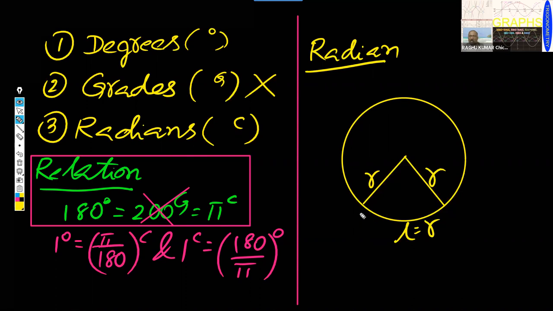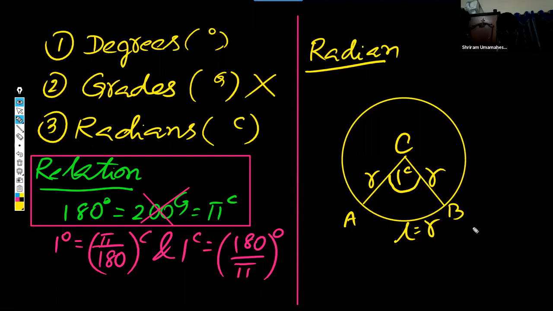Then the angle subtended means what? The extremities of the arc. What are the extremities of the arc here? A and B. If you join A and B to the center C, whatever angle is formed here is nothing but one radian. So what is the definition here? One radian is the angle subtended by an arc at the center of the circle whose length is equal to the radius of the circle. That's what you have to understand.